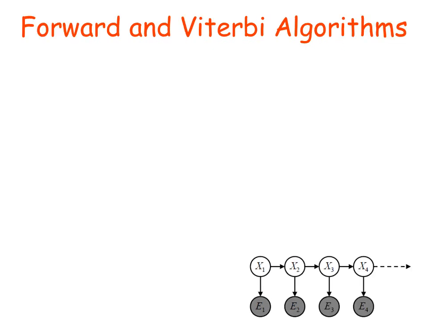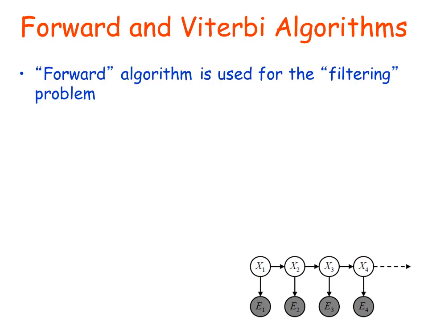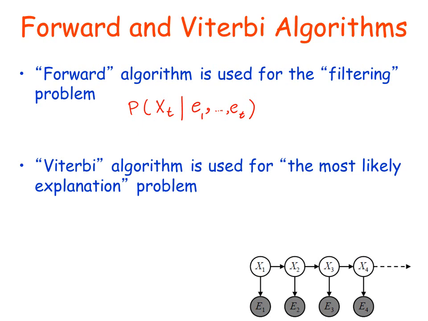There are two main inference problems in hidden Markov models. First is the filtering problem, which is what's the probability of different states at time t given all of the past observations, or equivalently what's the probability of xt given e1 to et. And the second problem is what's the most likely sequence of states given all of the observations so far, or equivalently we are interested to find the best sequence of states x1 to xt, which maximizes the probability of the sequence of states given all of the past observations e1 to et.